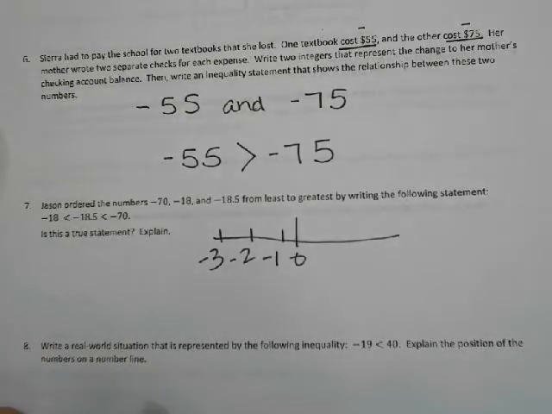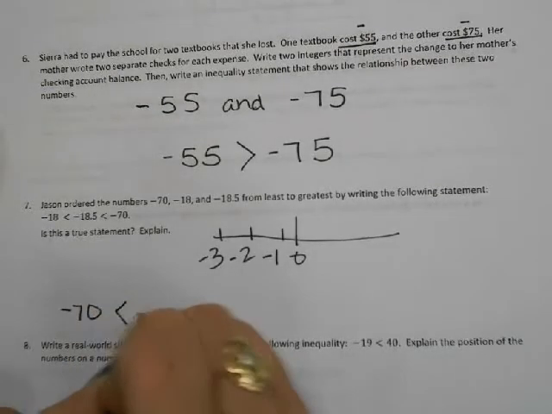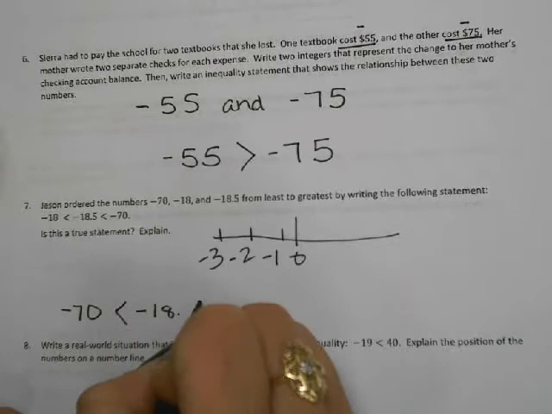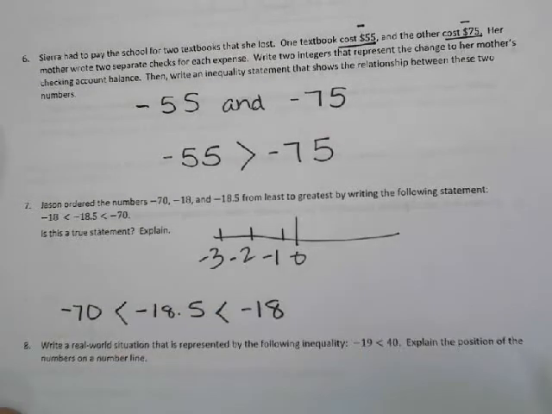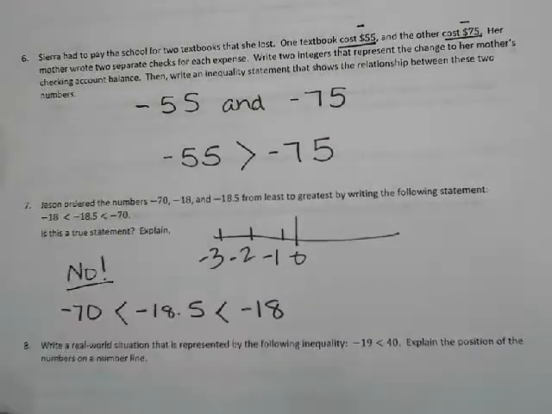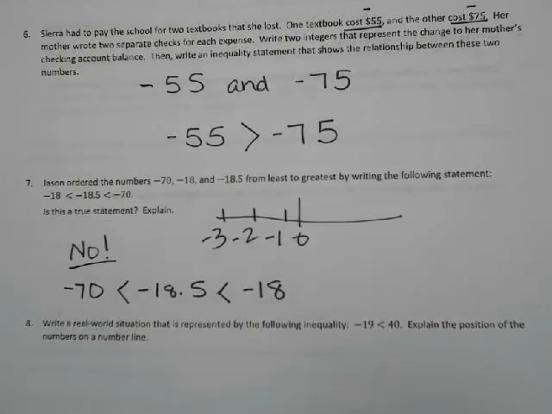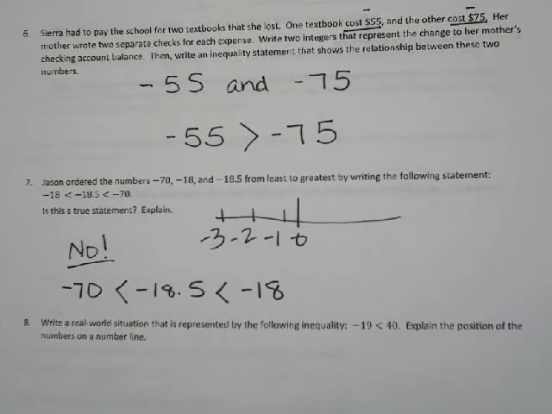The way that these should be ordered is -70 is less than -18 and 5/10 is less than -18. So this is what Jason should have done. So we would say no, not true. And our explanation is our inequality statement right here that shows how Jason should have done it.